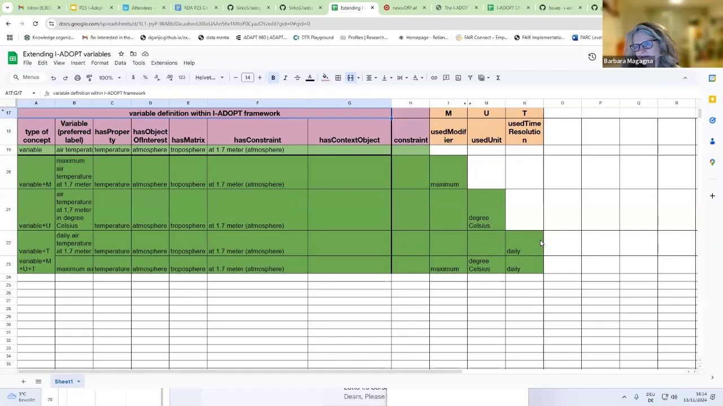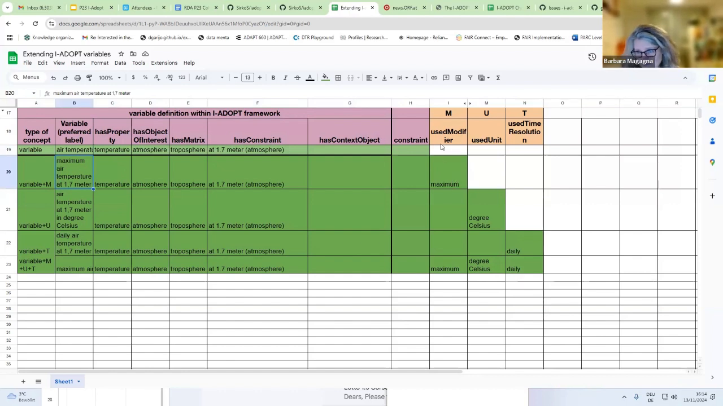I hope you see this. Yes. This is actually one of the variables we had in the challenge that was called the maximum air temperature at 1.7 meter, right? So what we can do in IAdopt is we cannot deal with maximum, we cannot deal with any daily or temporal information. We can just say air temperature at 1.7 meters. So we can use the atomic parts for the first part, right? But if we want to add maximum, we need to use modifiers, something in addition.